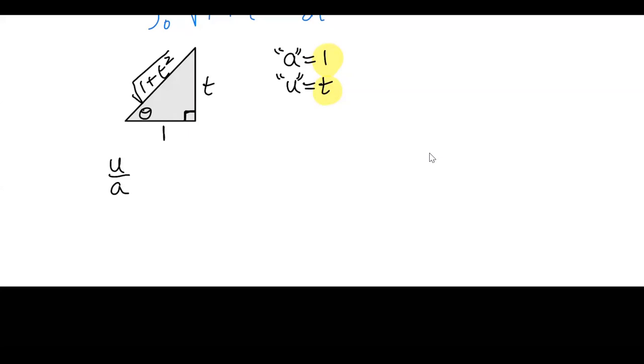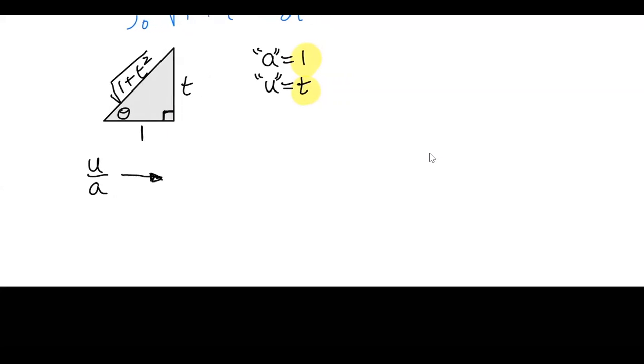So the one ratio is always going to be the u over a. In this case, that corresponds to the ratio of t over 1. Now, what ratio is that? Well, if I'm looking at the reference angle of theta, I'm looking at the opposite side and the adjacent side. So that makes that the tangent ratio.